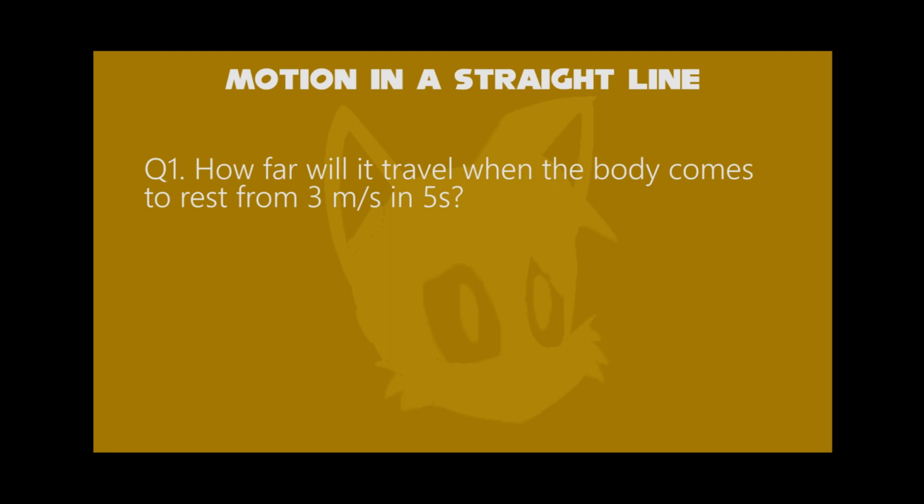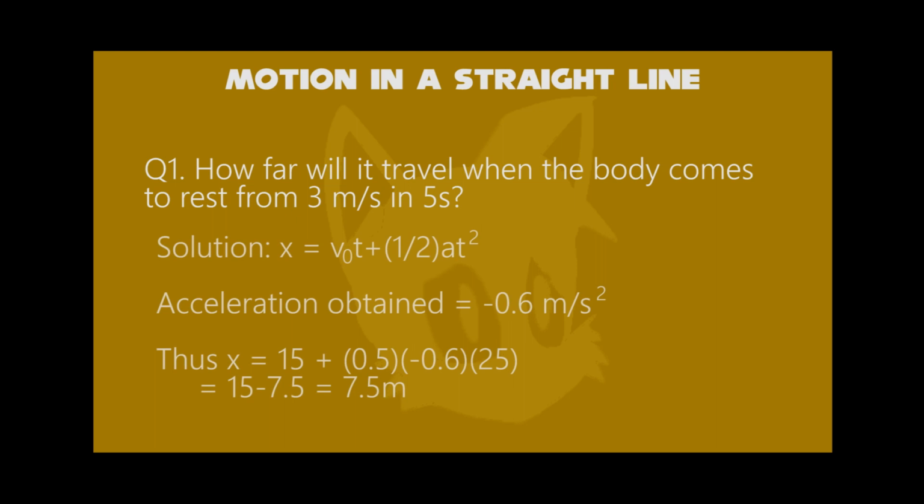First question, how far will it travel when the body comes to rest from 3 meters per second in 5 seconds? The answer is 7.5 meters, where the acceleration obtained is negative 0.6 meters per second squared.